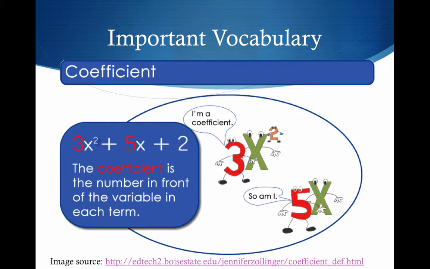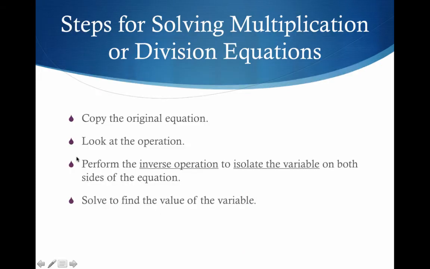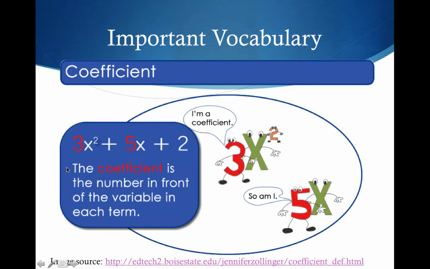So we look and we have our terms. 3x squared is a term, 5x is a term, and 2 is a term. And the coefficient is the number that is in front of those variables. So the 3 and the 5 are coefficients. The 2 is not a coefficient because it's not directly in front of a variable.